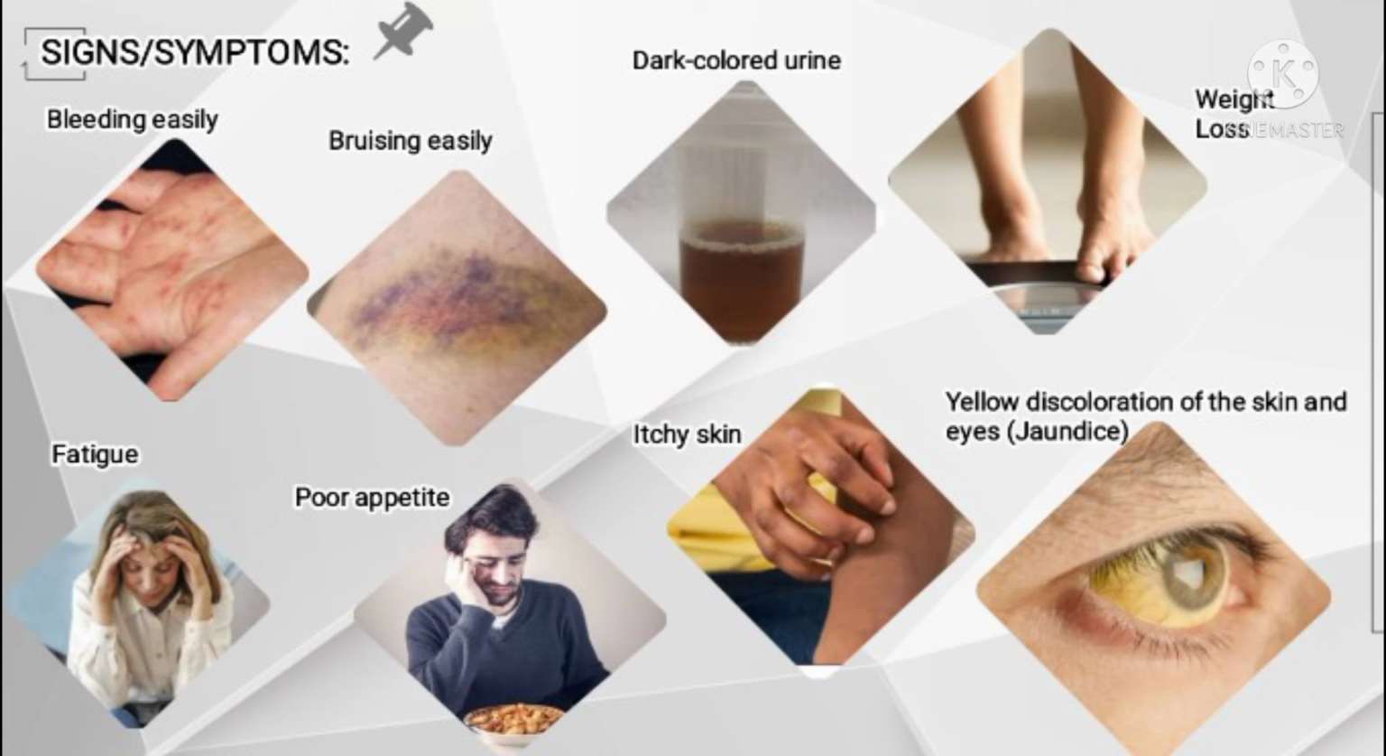hepatitis C. Next is yellow discoloration of the skin and eyes. We can call it a jaundice. Symptoms na din yun. Okay? Or the signs. And then dark-colored urine. Dark-colored urine, you must drink a lot of water every day to avoid this kind of symptoms. Okay? Next is itchy skin.